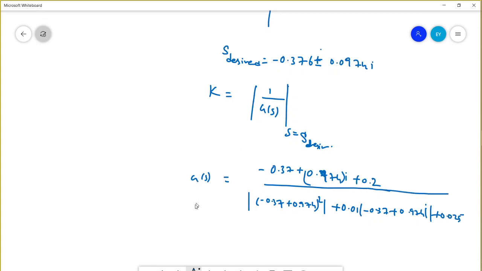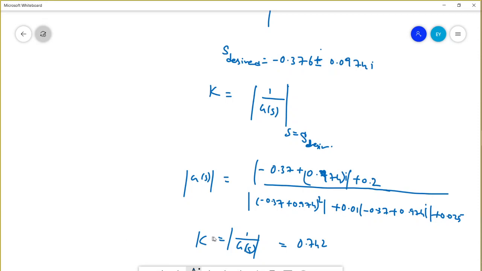Just substitute 1 by g of s and take the magnitude of it. When you are taking the magnitude, what you need to take is root of a squared plus b squared. Once you solve for this value, k will be 1 by the magnitude of g of s. You will get the k value around 0.742. At this particular k value, your desired specifications are met. That is how you need to design a controller k.